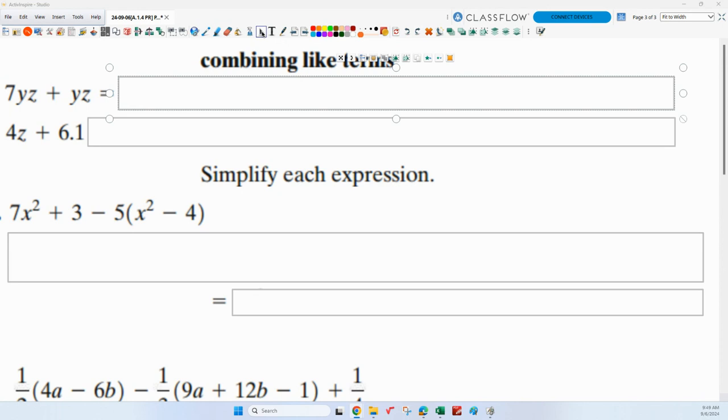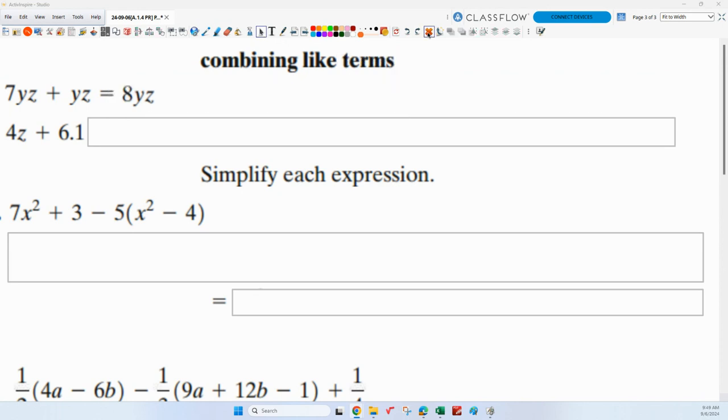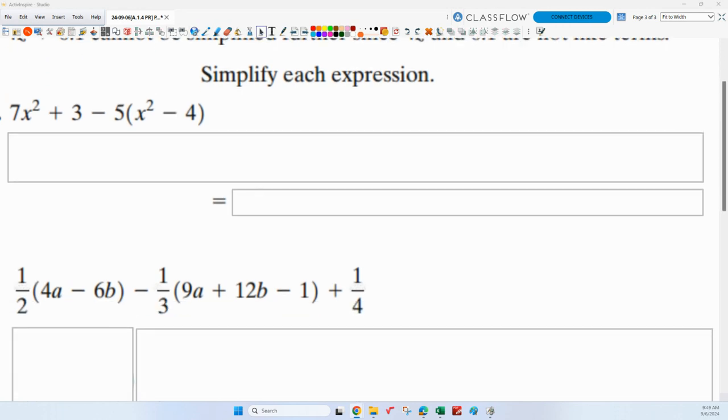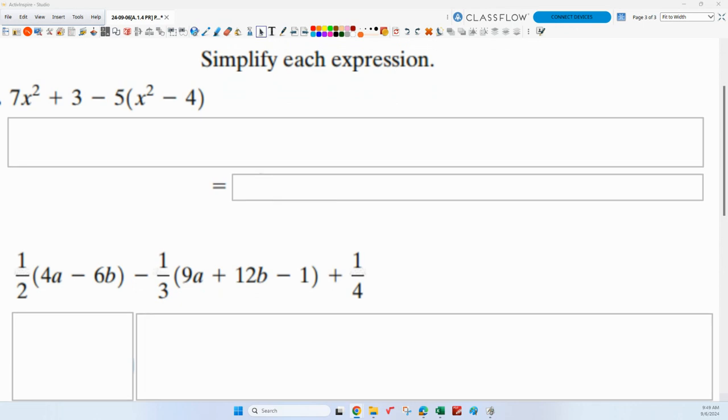Okay, good. So that one can be combined. That's no big deal. We just get 8yz, right? 7yz plus 1yz is 8yz. What about the next one? It's not going to work, right? The variables aren't the same in each term. So they can't be simplified. What would I have to do in this example to simplify the expression?